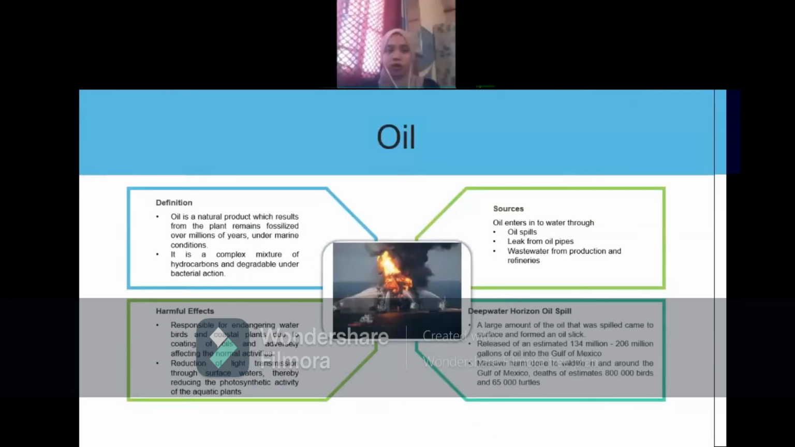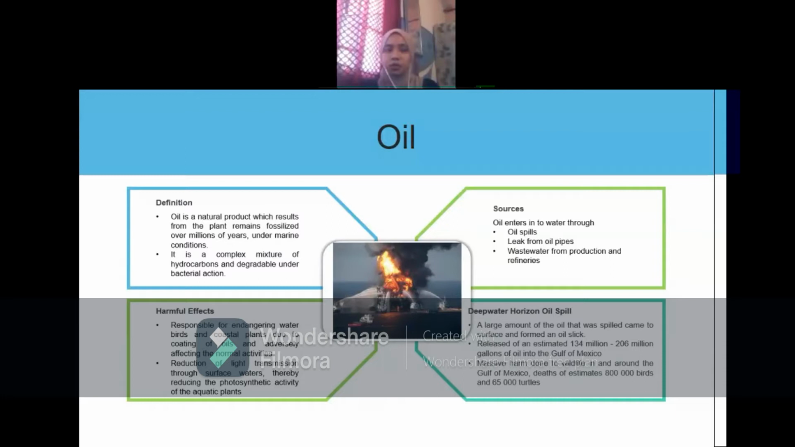Lastly is oil. Oil is a natural product which results from the plant remain fossil over millions of years under marine conditions. It is a complex mixture of hydrocarbon and degradable under bacterial action. Oils enter water through the oil spill, leak from oil pipes, and wastewater from production and refinery. Being lighter than water, it spread over the surface of water, separating the contact of water with air, hence resulting in reduction of dissolved oxygen.